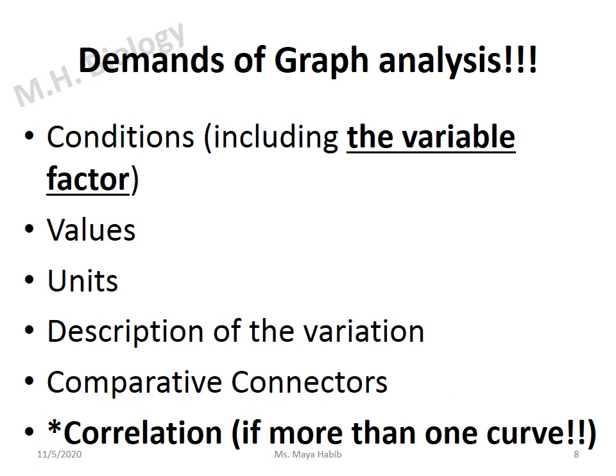Graph analysis includes conditions, including the variable factor, values, which are the numbers representing the beginning point and the end point of each phase of the curve, units, description of the variation, that is increasing phase, decreasing, constant, fluctuating, etc., and comparative connectors. Moreover, if the graph includes more than 2 curves, then our analysis should show correlation between these curves. We will see this in later sessions.